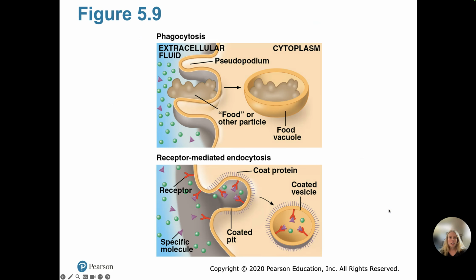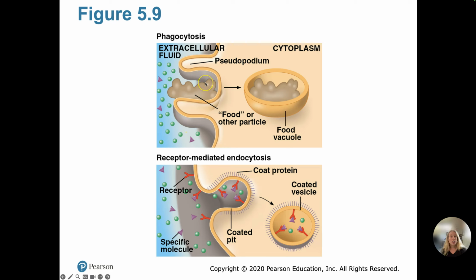So just a reminder, phagocytosis and receptor-mediated endocytosis are both types of endocytosis. Exocytosis and endocytosis are transport for large molecules. The other types of transport we talked about are for molecules that are much smaller. Phagocytosis is kind of like cell eating.